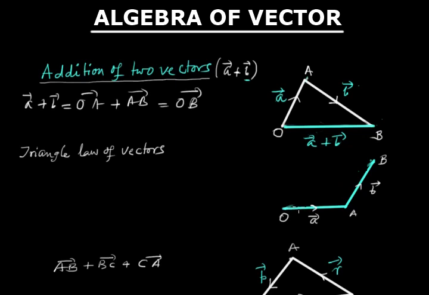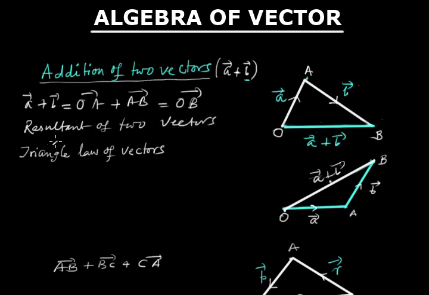Same thing, this is OA, vector A, and from A to B, vector B. Now if you join from the initial point to the terminal point, you get the resultant of the two vectors A and B as vector A plus vector B. And when you are adding, this shape is the shape of a triangle, so that's why it is called the triangle law of vectors.